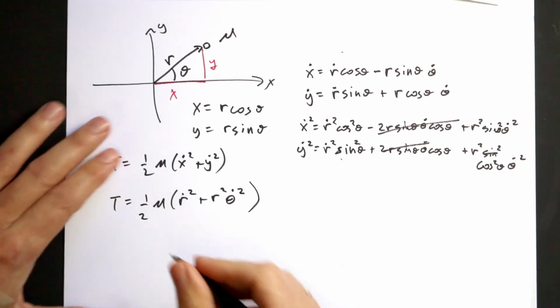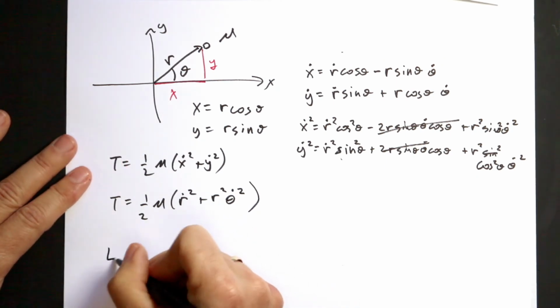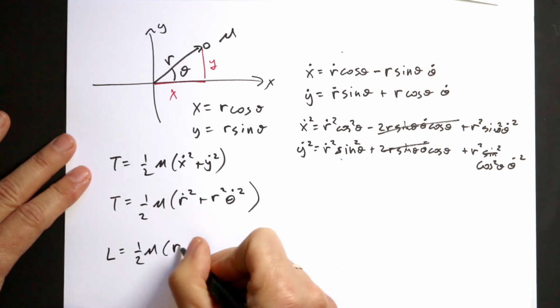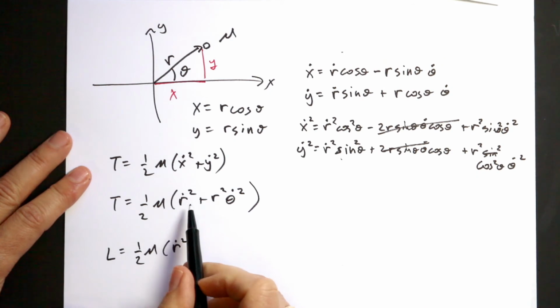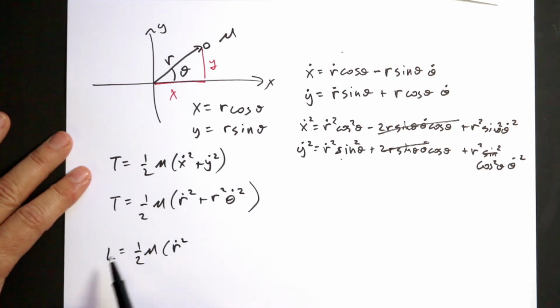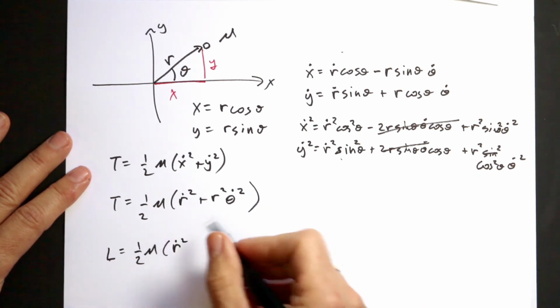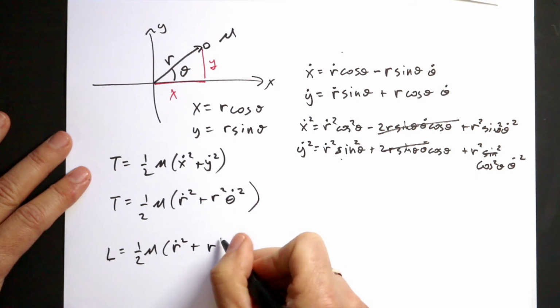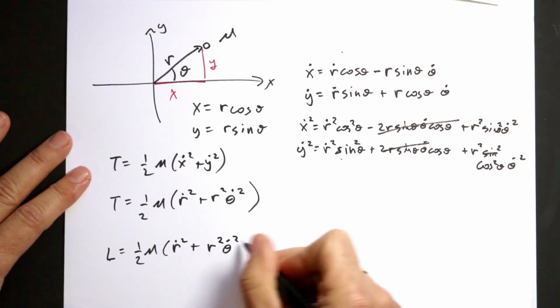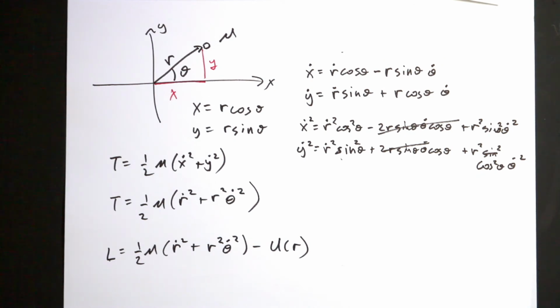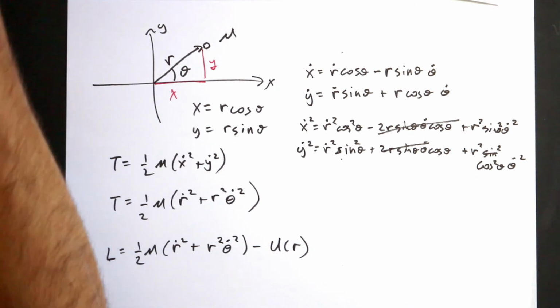Cool? Okay, now let's write down the Lagrangian. L equals 1/2 mu r dot squared. And remember, this is not angular momentum, that's the Lagrangian. This is not the vector r, this is the polar coordinate r. Plus r squared theta dot squared, minus U of r. I don't even know what U is. It's just some potential. Okay, we're good.